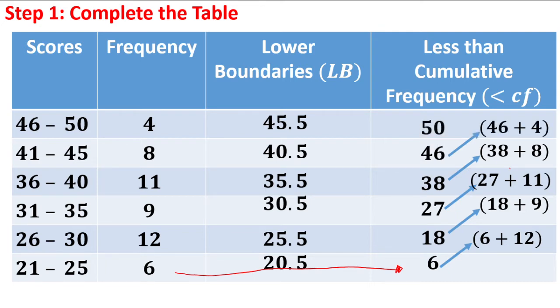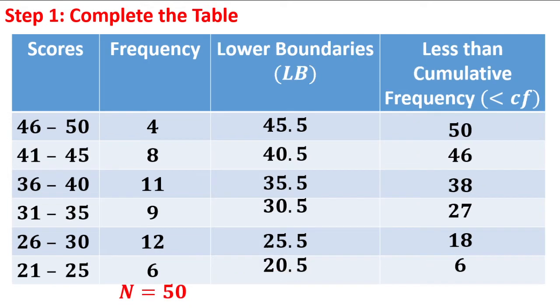Okay? Remember, so that you won't waste time, automatically, the topmost cumulative frequency must be equal to the total number of frequency that you are dealing with. In our problem, we have 50 students. So, the topmost one, when you add all the frequencies, should be 50, because that is the total number of frequency. We're dealing with 50 students.